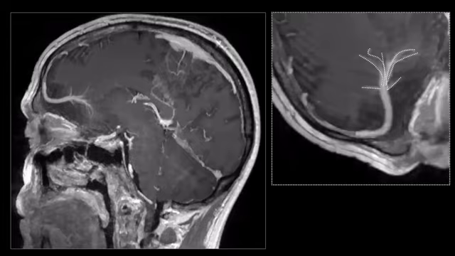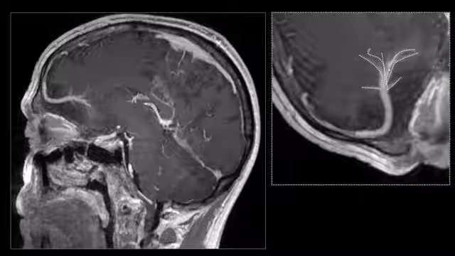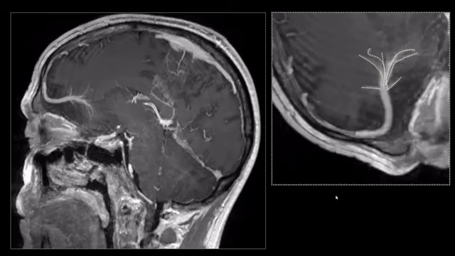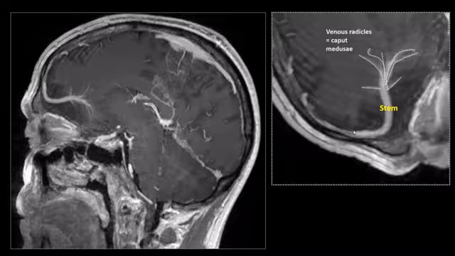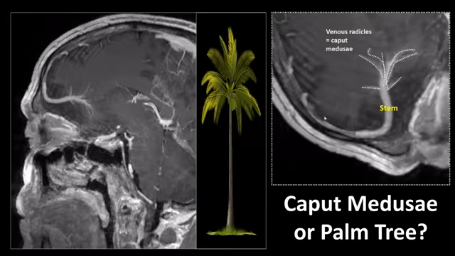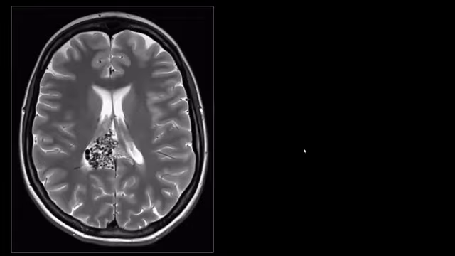Here's another example. Let's rotate this image a bit, and you can see both of them if you ask me. So here we have the smaller veins draining in the collector vein, and you can either consider that the stem of the palm tree, and consider it a palm tree sign, or you can nevertheless still say this is going to be the face of Medusa and consider it a caput Medusae sign or a head of Medusa sign. As said, do not confuse it with arteriovenous malformations.